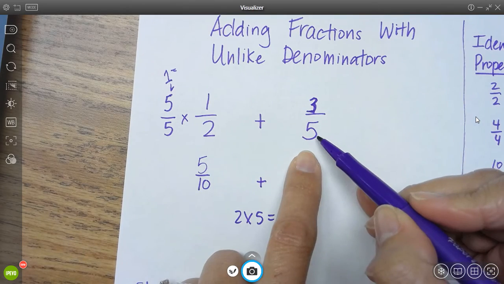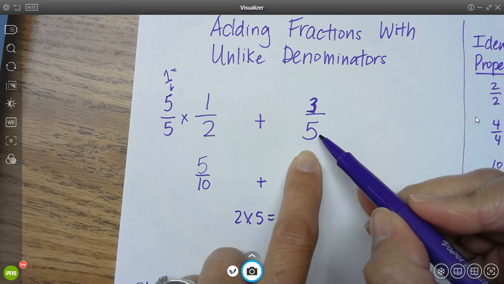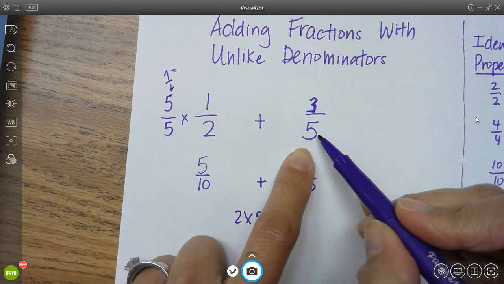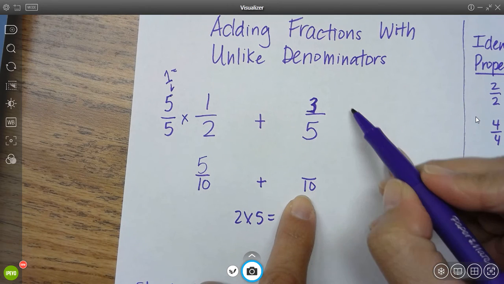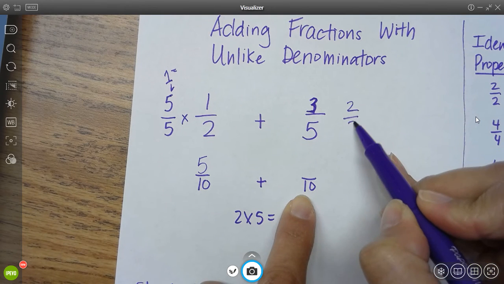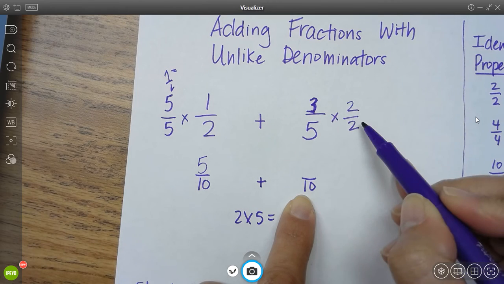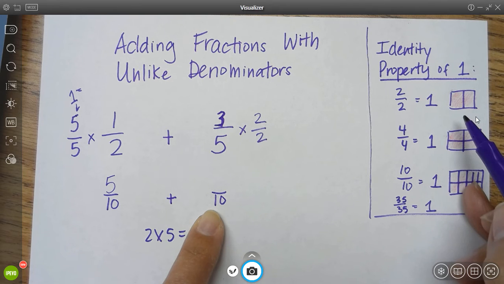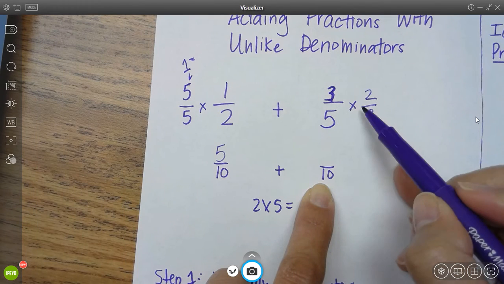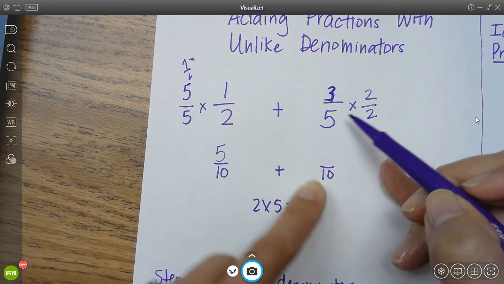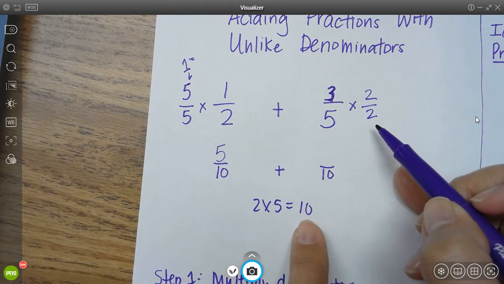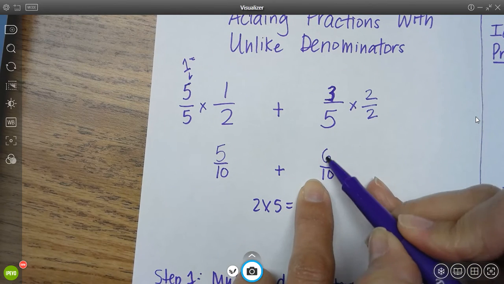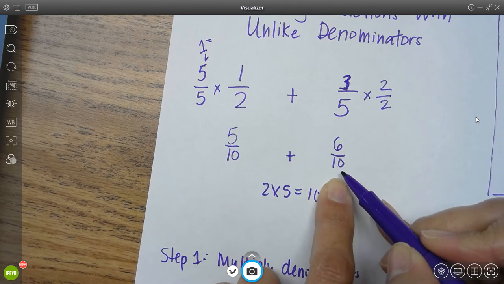Okay, I'm going to do the same thing here. I'm going to figure out what number times 5 makes 10. Well, obviously it's the other denominator, right? It's 2. 5 times 2 makes 10. So I'm going to use the identity property, and I'm going to multiply this fraction by 2 out of 2, which again, 2 out of 2 is the same thing as 1. So 3/5 times 1 is still 3/5. I'm just breaking it apart into smaller pieces. And now I'm going to multiply straight across. 3 times 2 is 6. 5 times 2 is 10.